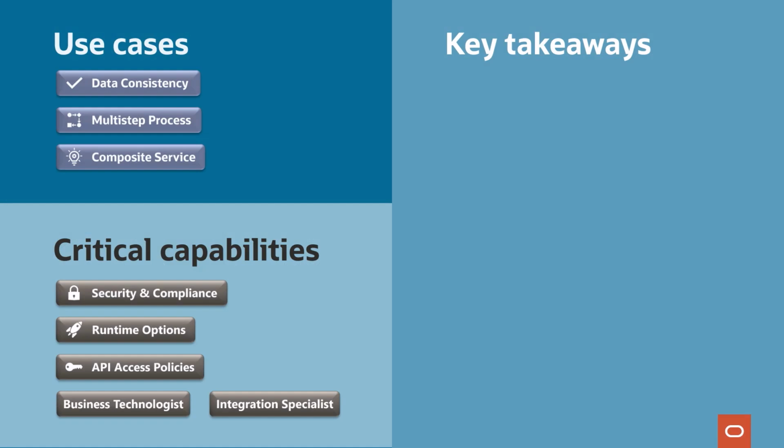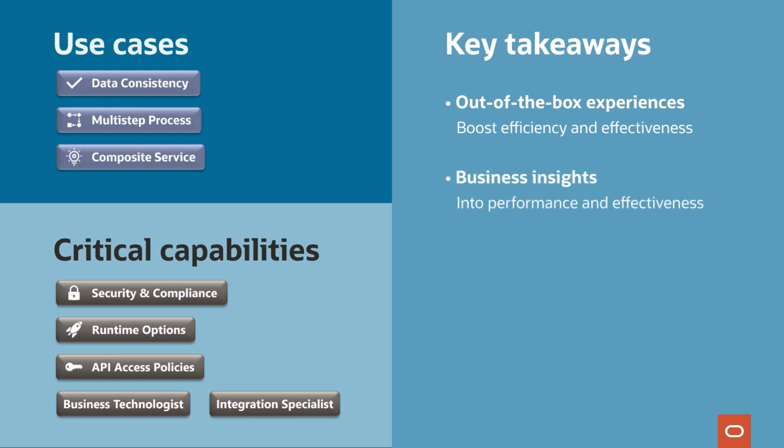Here are the top 3 takeaways. We provide out-of-the-box experiences, including forms, work lists, and analytics, so business users can perform their jobs more efficiently and effectively. Business operations teams gain insights into the performance and effectiveness of automated business processes, such as average processing time, bottleneck analysis, and business process variance analysis. And system operations teams gain insights into the technical performance and readiness of automation solutions, thanks to monitoring, auditing, and logging tools that help them keep everything running smoothly.